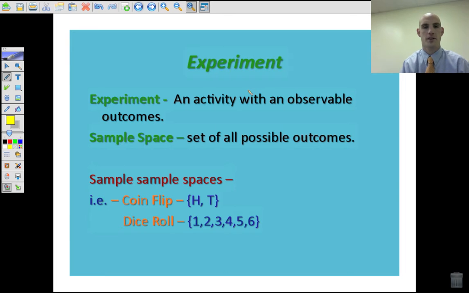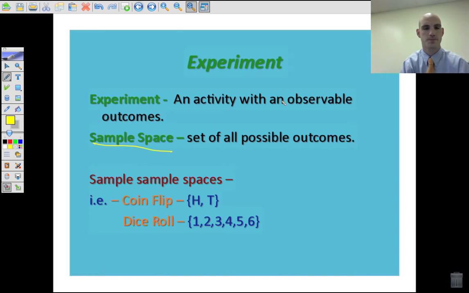An experiment is an activity with an observable outcome. So in science, you might do an experiment to say, what happens when you mix pure sodium and water? Or what happens when you mix magnesium and sulfur? What happens when you do that? So you do it and you observe the outcome. The sample space is the set of all the possible outcomes. What happens when we do that? Okay, that's the possible outcomes. Okay, and so we record those.